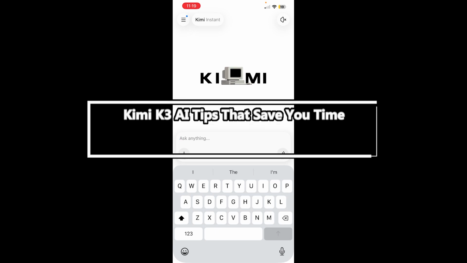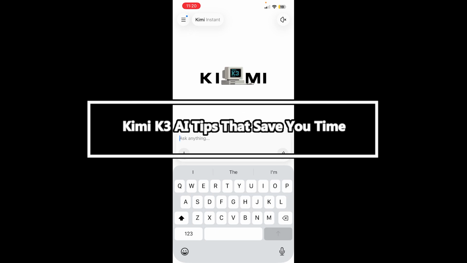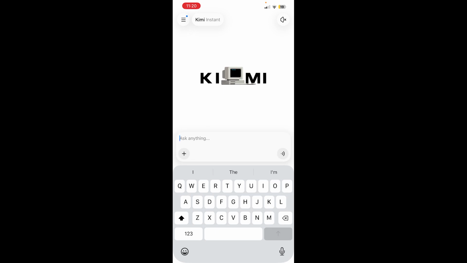Kimi K3 AI tips that save your time. The first thing is, whenever you're asking for something, be specific. Clearly describe what you want for a better result. Most people just give a vague prompt and the AI gets confused. So make sure to be specific and make sure to assign a role.